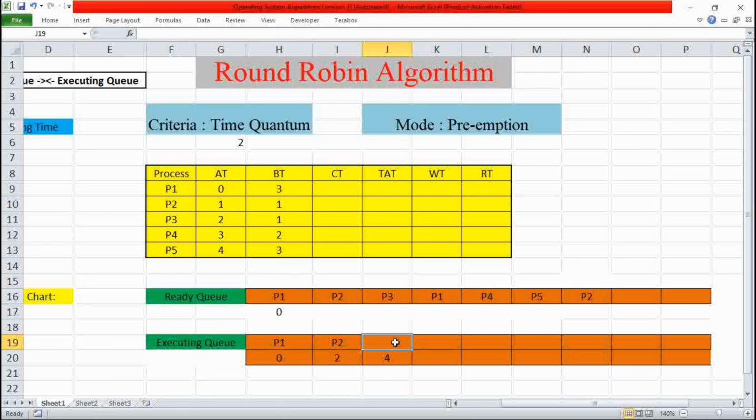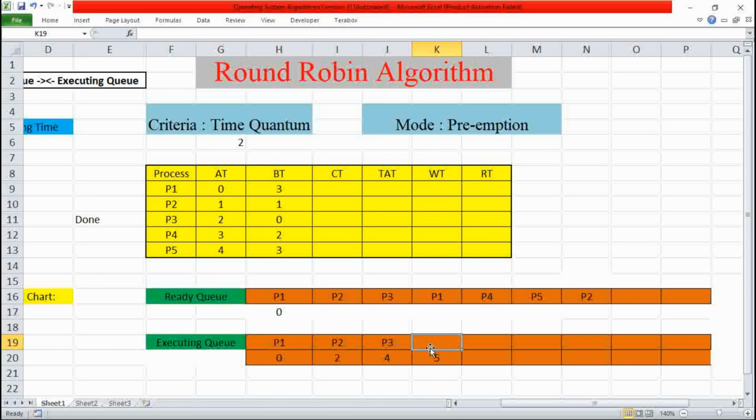Now comes the time of P3. So right here, P3. P3 is requiring only 1, but the CPU is giving 2, so only 1 will be needed because it is less than 2. So 4 plus 1 is 5. Now, is our P3 done? Yes, it's fully done. Now this will become 0. So our P3 is done.